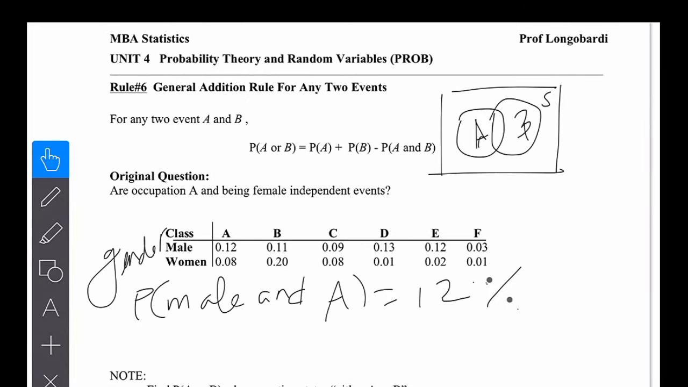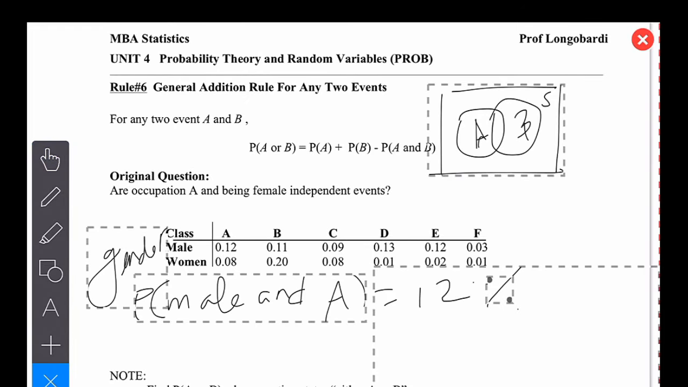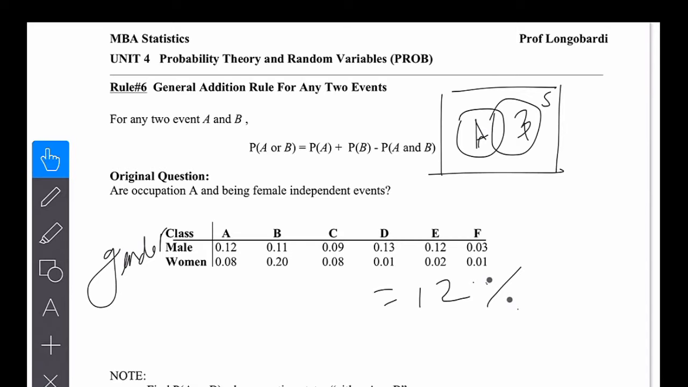Oh my goodness, I erased the whole thing. Okay, I just want to erase this. But how do I erase that? Okay, I'm going to erase this. Erase this. Very good.